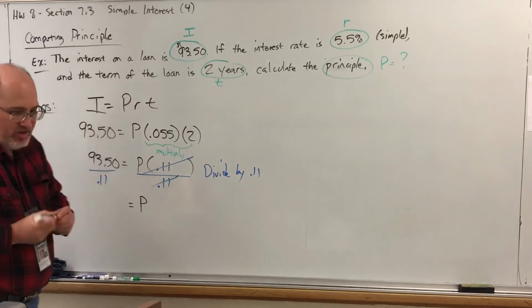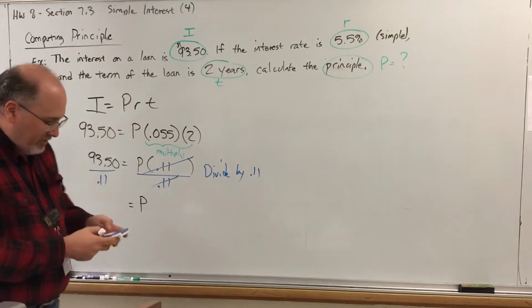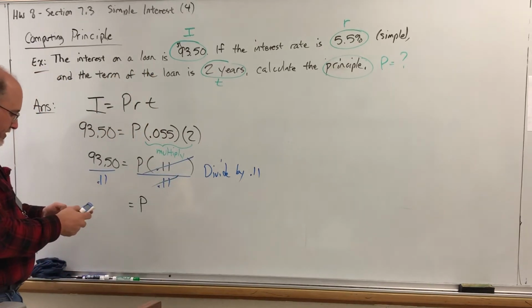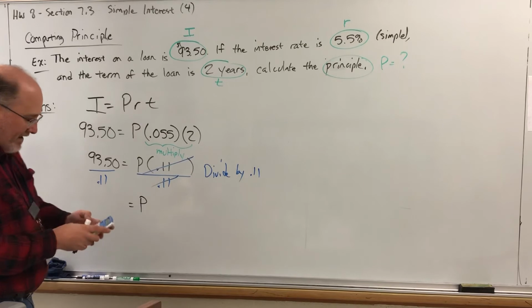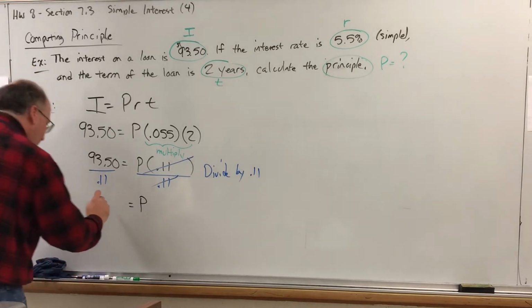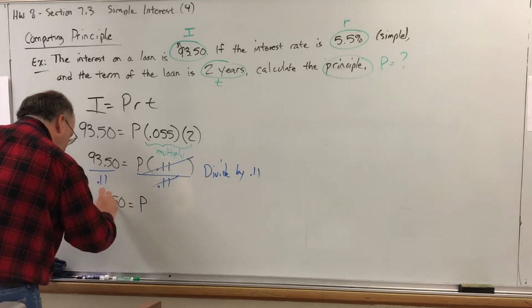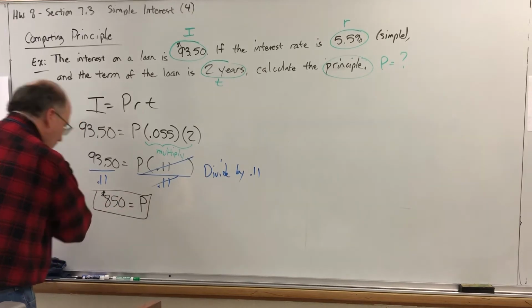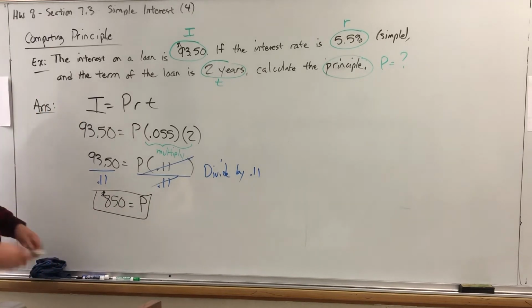And on the left side we just have a division problem. Thank you, calculator. 93.50 divided by 0.11 is exactly 850. And so the original principal was $850.